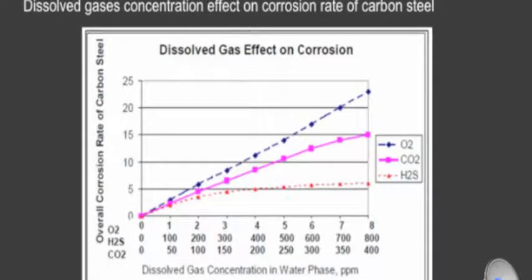This is a plot of the effect of dissolved gas concentration on corrosion. The overall corrosion rate of carbon steel is plotted on the y-axis. Carbon steel is a very common material used in downhole oil field components. 3 different gases are plotted on the x-axis. Each gas has its own x-axis scale. O2 exhibits a linear trend while CO2 and H2S exhibit square root trends.